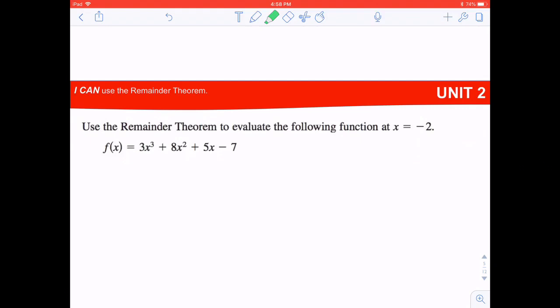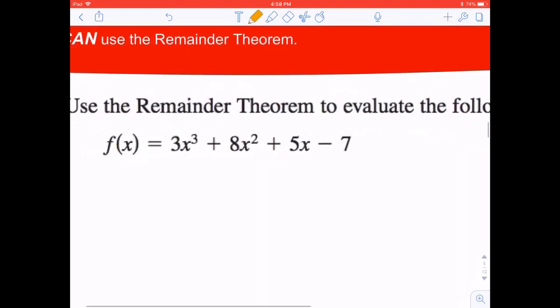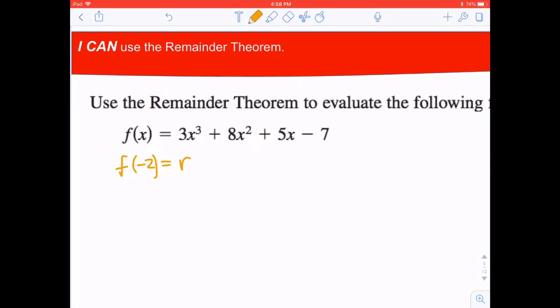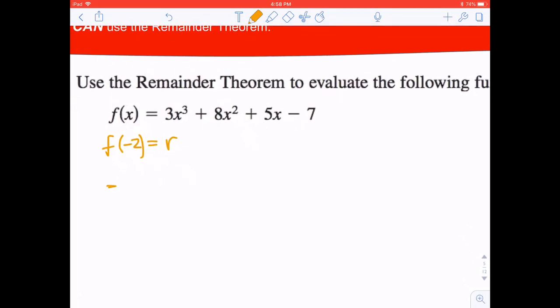So we're going to use the remainder theorem to evaluate the function at x equal to negative 2. So essentially what we're trying to figure out is, what is f of negative 2? Well, in order for us to figure that out, we need to figure out what is the remainder when we do synthetic division here. So I'm taking this minus 2 in the corner here. My coefficients are 3, 8, 5, and negative 7. So 3, 8, 5, negative 7. I start out by bringing down the 3.